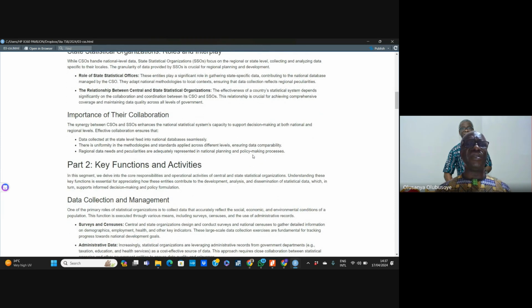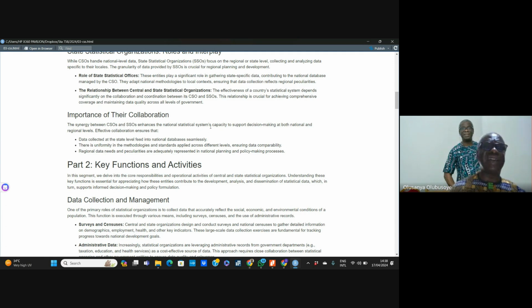Normally, we talk about horizontal coordination and vertical coordination. Horizontal is at the parallel level; for instance, NBS has to relate with other parallel ministries at the national level. But for vertical, that's from the bottom to the top, from local government to state and then to the national.